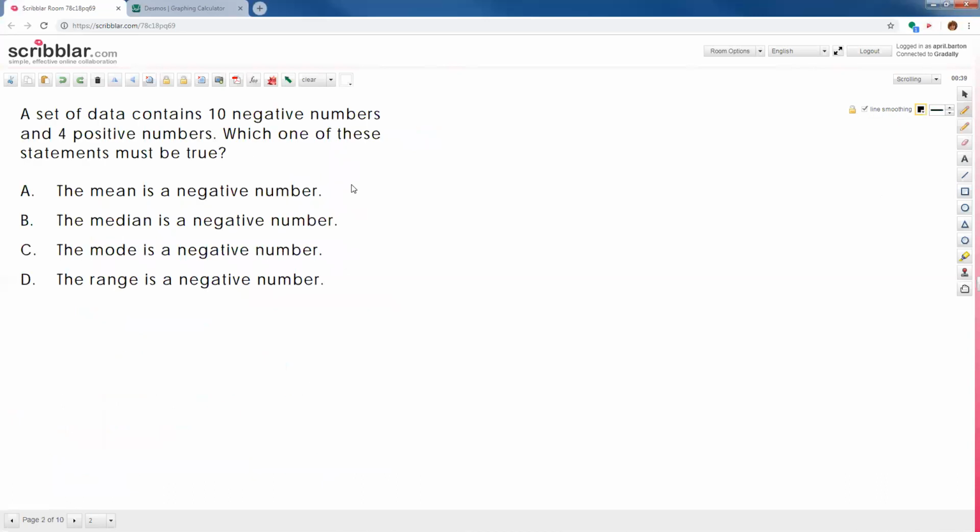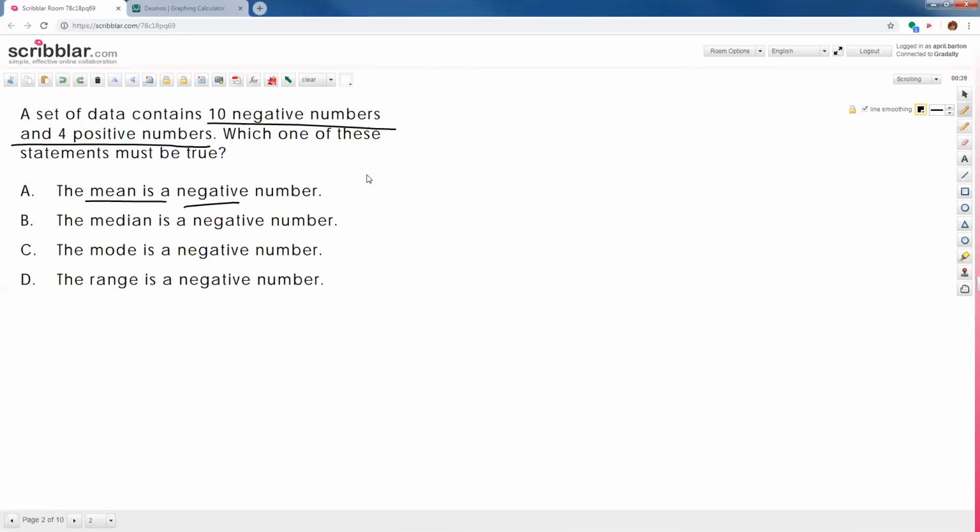Okay. So next one, a set of data contains 10 negative numbers and 4 positive numbers. Which one of these statements must be true? So 10 negatives, 4 positive numbers. We need to figure out stuff about the mean, median, mode, or range. They're saying the mean is going to be negative. Well, when we say mean, what does that actually tell us to do mathematically? Add the numbers together and divide by however many there were.